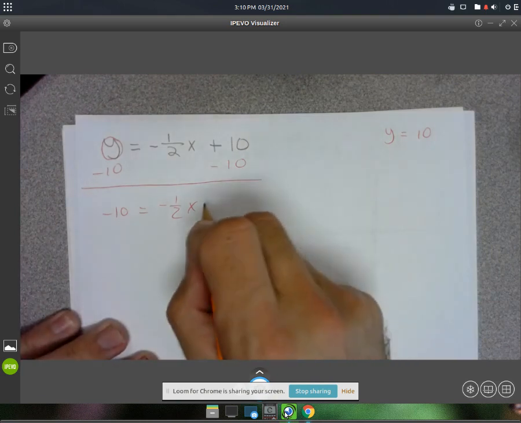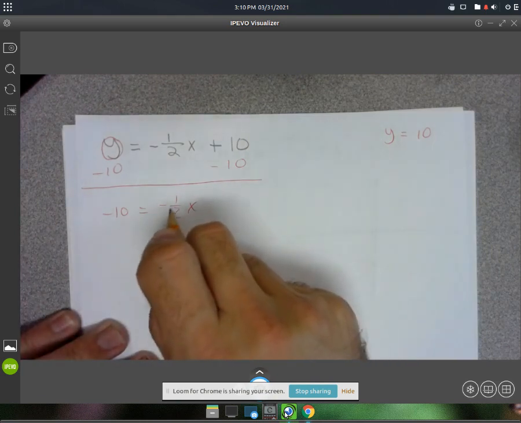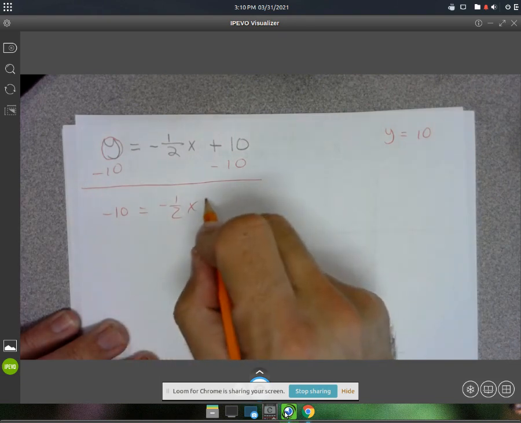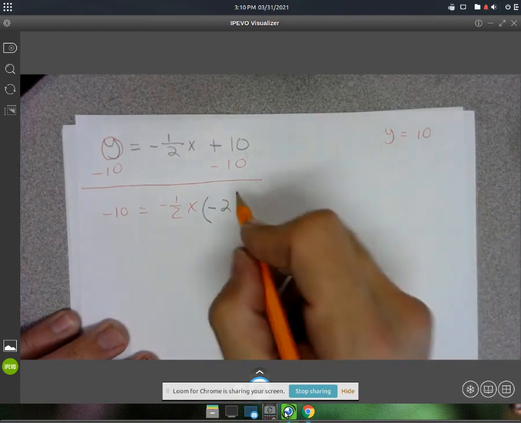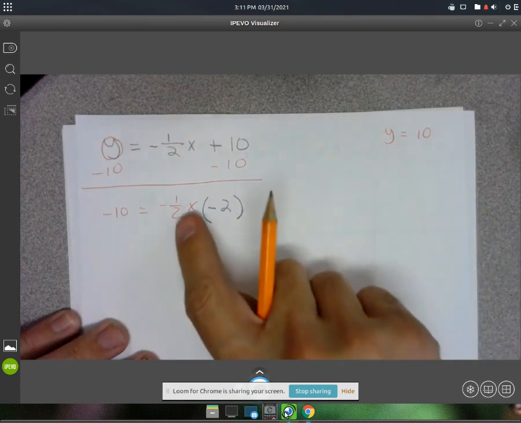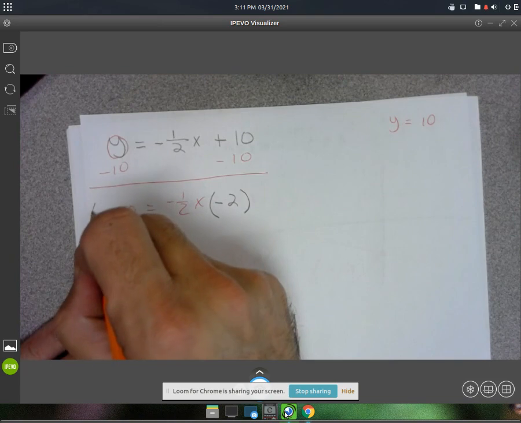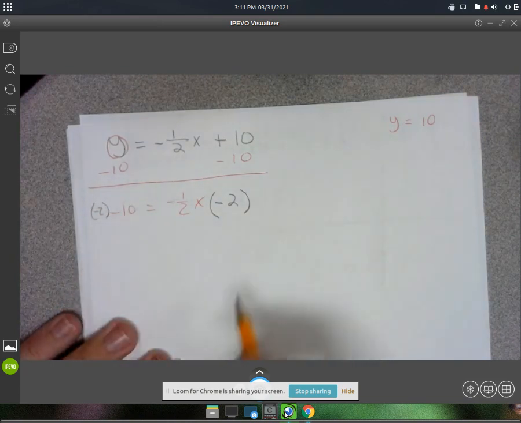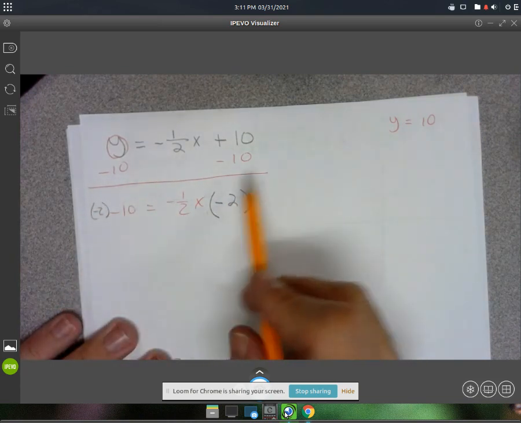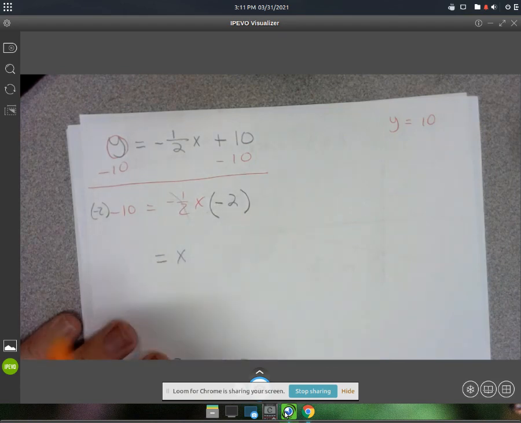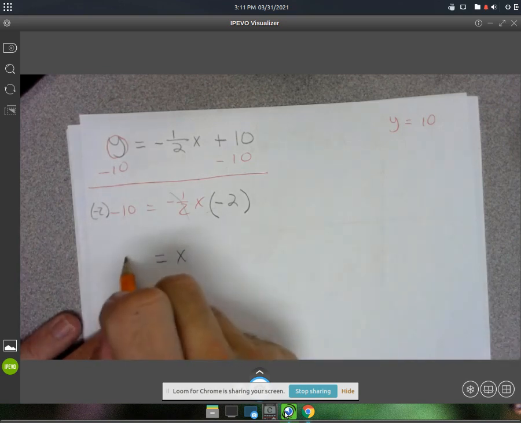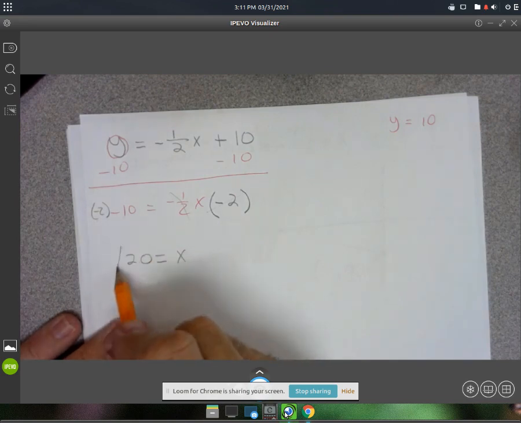The other way, the more conventional way, is you're going to multiply by this number's reciprocal. So I'm going to multiply by negative 2 over 1, or just negative 2. So I'm flipping that fraction. Multiply this side by negative 2 as well. So the negative 2 and the negative 1/2 cancel. And on this side, I've got negative 2 multiplied by negative 10. Negative 2 times negative 10, that's 20.